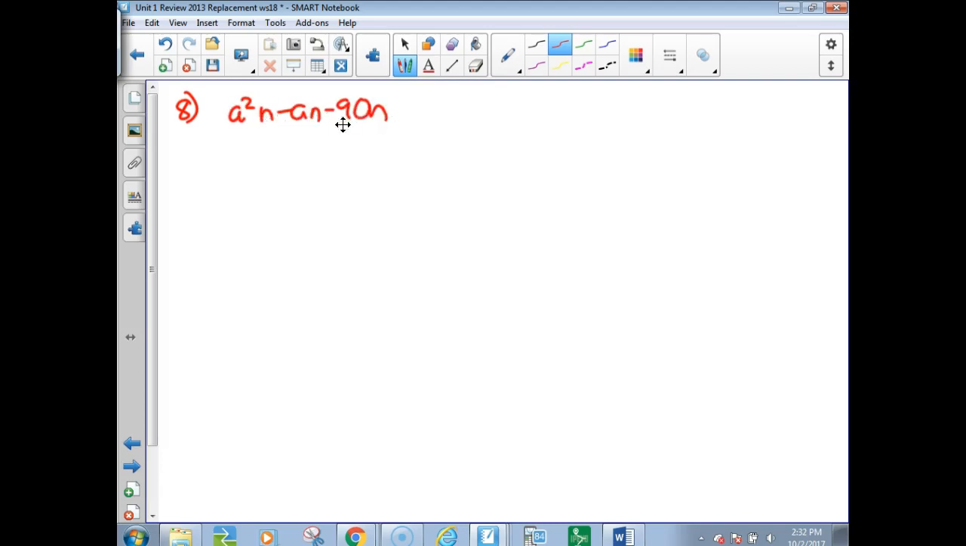First, they have an n in common, so I factor the n out. So it'll be a squared minus a minus 90. And then I think of factors of 90 that will multiply to give me 90 and add to 1a. And that's negative 1a, so I make the bigger one negative and the other one positive.